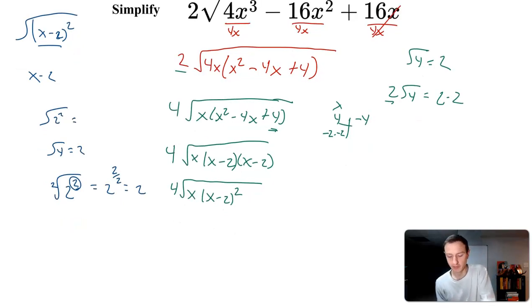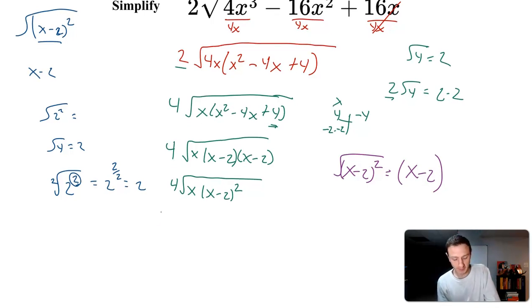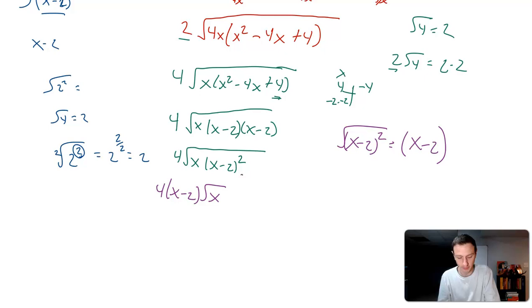Exactly what I said at the beginning of this video of what we want to have happen. We want some scenario where we have that binomial being squared. So x minus 2 squared. Since I have the square root of x minus 2 squared, that's just going to give me x minus 2. Same reason as I said before, the square root of 2 squared is 2, because that's the square root of 4. So I'm going to have 4 times x minus 2 times the square root of x, because I still have that x on the inside.